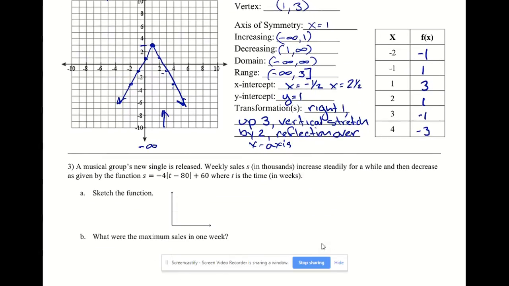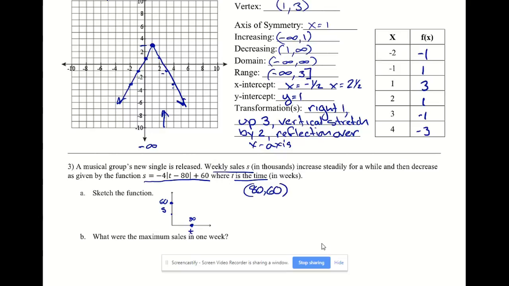All right, number 3, fairly straightforward. We're going to do the same thing again. We can see from our function that we have a vertex at 80, 60. Now, because weekly sales are in thousands and t is time in weeks, we know this is going to be time, this is going to be sales. So what I would recommend is we divide our area here and we put our 80 right here. And then we come over, so let's label that 80. And then we come over here somewhere, and it doesn't really matter. We're going to put our 60 here.